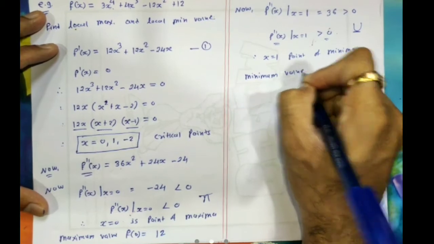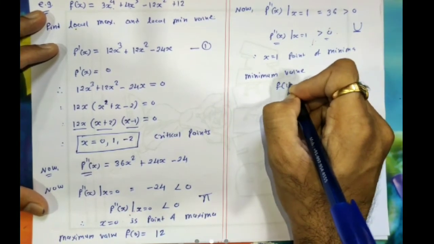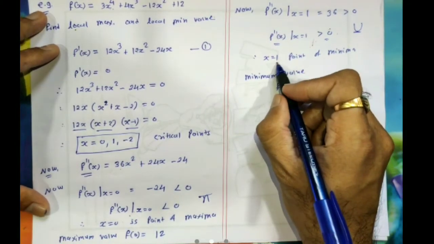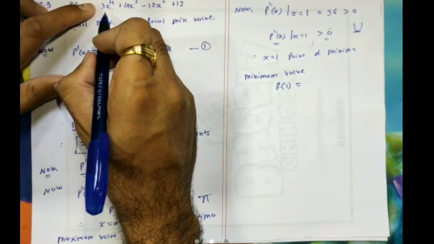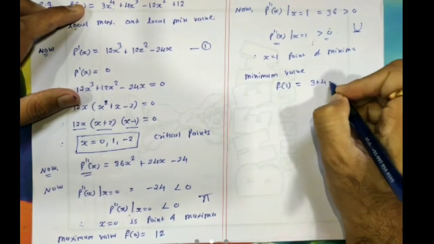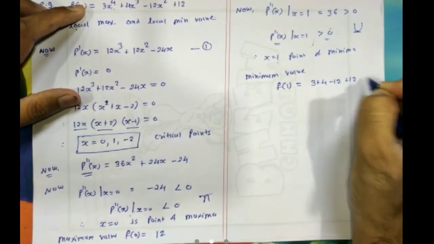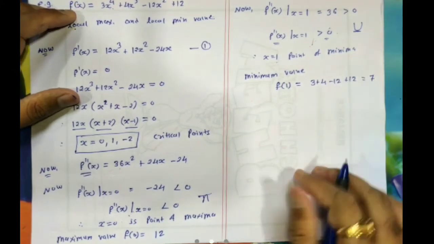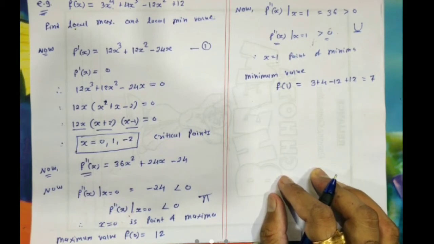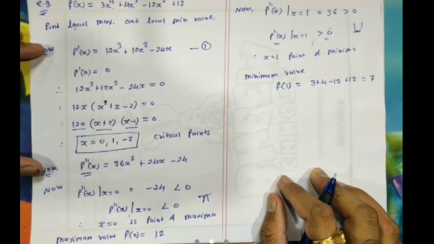Minimum value of the function f of 1. So f of 1, find the value of the function at x equal to 1. So it will be 3 plus 4 minus 12 plus 12, which is equal to 7. Done. Third point, x equal to 0.